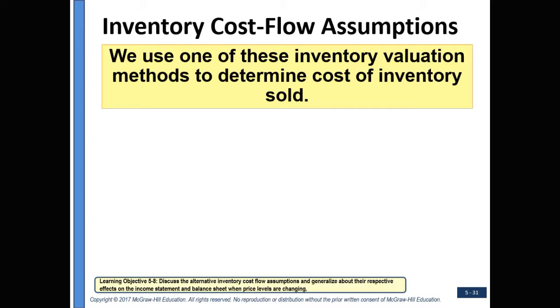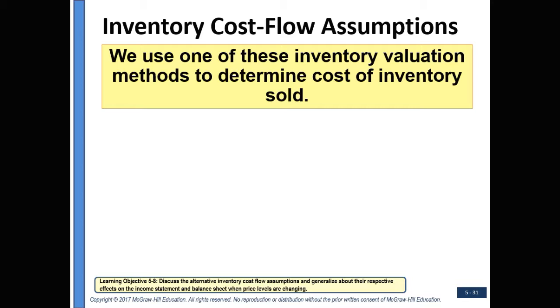Additionally, attached to inventory: how do we know what's going to flow over to cost of goods sold? We have 8,000 pens. They all look the same. But when we purchased them as our inventory, they had slightly different amounts associated with them. How do we ascertain what's going to flow to cost of goods sold? For that, we have to use an inventory cost flow assumption.